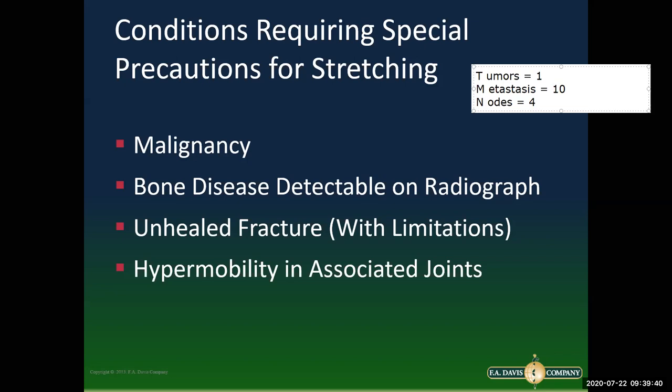I would be really hesitant to mobilize the patient's joint even at that point, even though it's distal and distant from the actual area of the initial tumor. We've got 10 metastasized sites and 4 nodes affected. That tells us the cancer is where in the body? Yeah, everywhere, right? And at that point we still may mobilize, because it may just be for comfort. But that's going to be a PT decision.